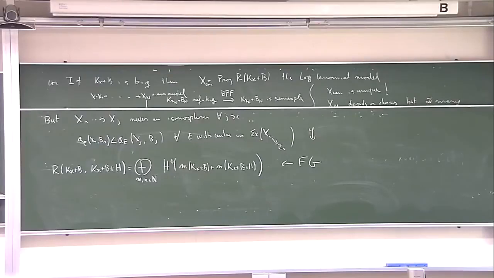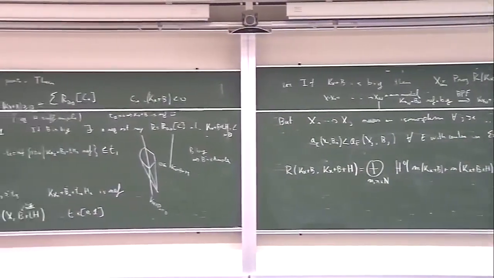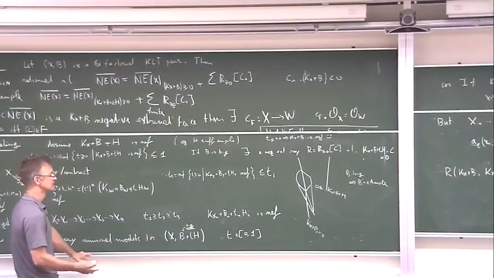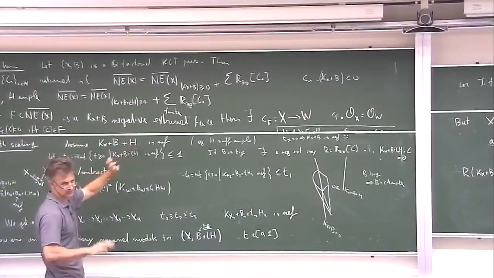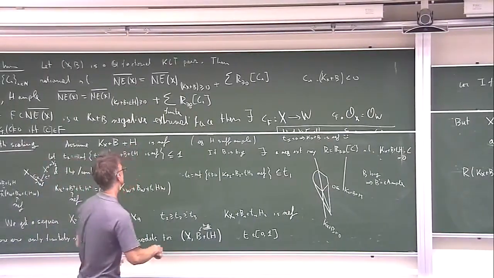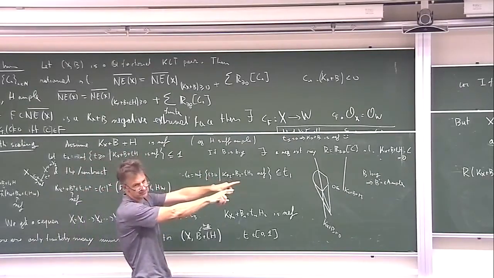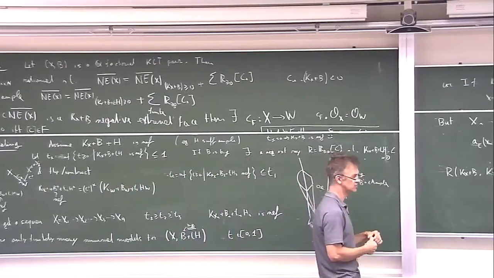You should probably assume that it's KLT to begin with. The argument, there may be a proof even if it's not KLT, but let's assume it's KLT. I'm being a bit vague here. For this argument that I'm giving you now, you have to assume that that's KLT. Okay, so let's assume.